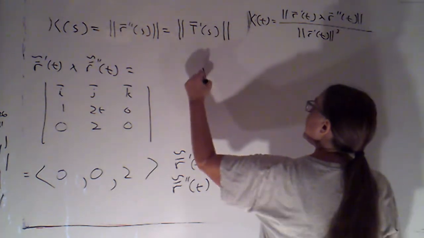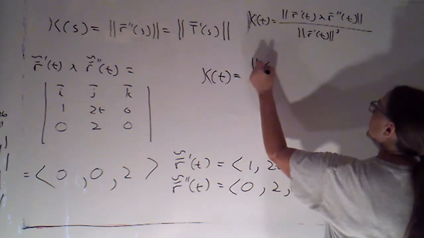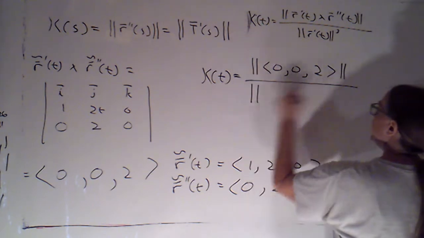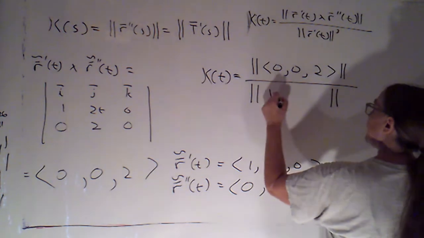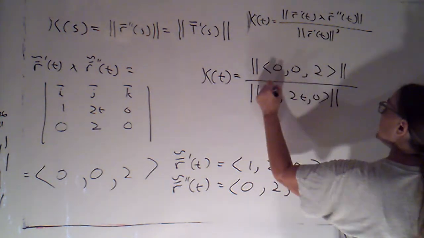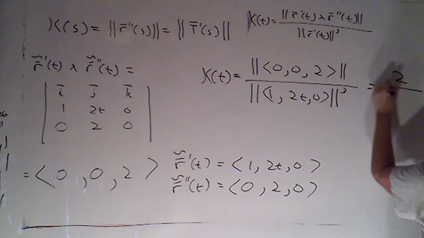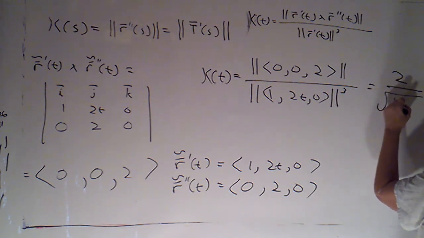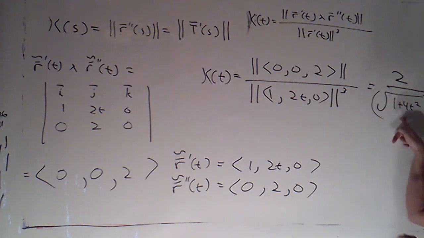And so now I can say kappa of t is going to be the magnitude of 0, 0, 2 over the magnitude of r prime of t. That was 1, 2t, 0, and that one gets cubed. Notice this is just 2. This is going to be the square root of 1 plus 4t squared, and that quantity gets cubed. So that's my formula for curvature.